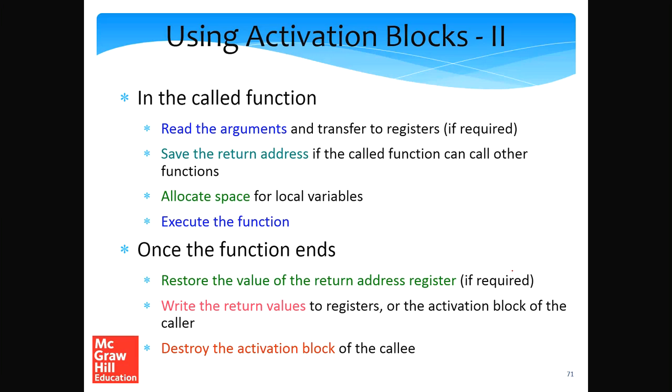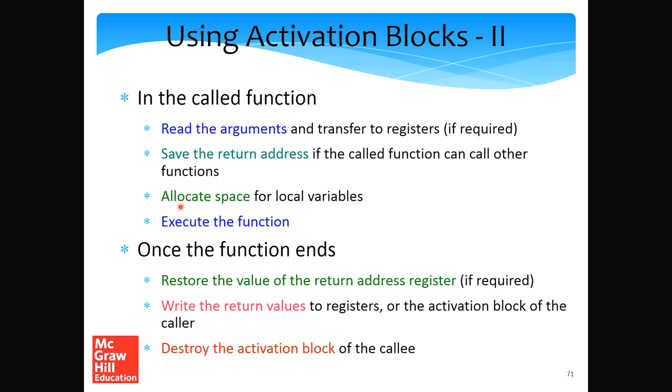So inside the called function, which is the callee, what we do is like this: we first read the arguments and transfer them to registers if required. We save the return address if the called function can call other functions. We allocate space for local variables, and then we execute the function.